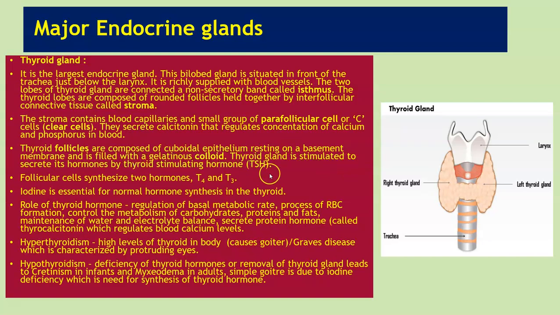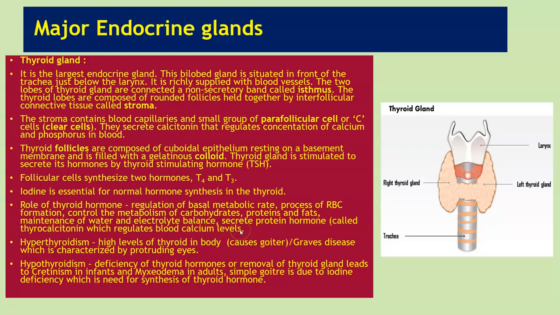The thyroid gland is stimulated to secrete its hormone by thyroid stimulating hormone, that is the TSH. Follicular cells synthesize two hormones, that is T4 and T3. Iodine is essential for normal hormone synthesis in the thyroid. Now, what is the role of this thyroid hormone? Regulation of the basal metabolic rate, process of RBC formation, control of the metabolism of carbohydrates, proteins and fats, maintenance of water and electrolyte balance, and it secretes a protein hormone called thyrocalcitonin, which regulates blood calcium levels.